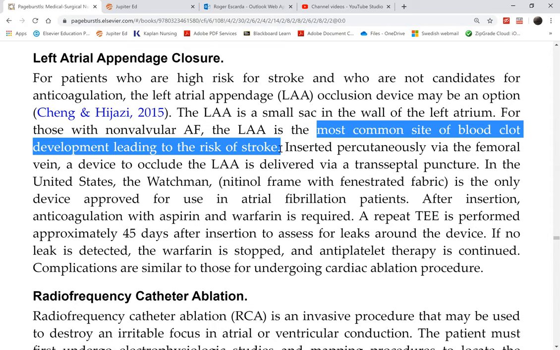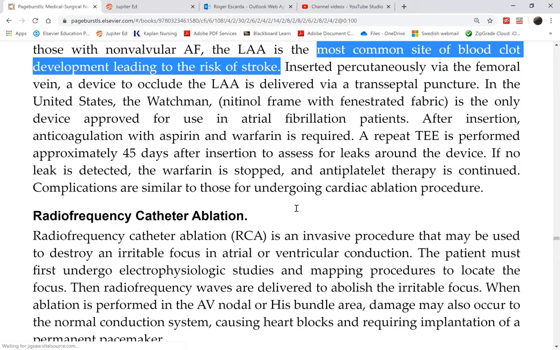Since this is the most common site of the blood clot, they will surgically close this area, and that is what the Watchman is. It's a non-pharmacologic option, meaning if, let's say, the patient always gets bleeding because of the anticoagulants, because they have AFib, this is an option. Okay, ablation.